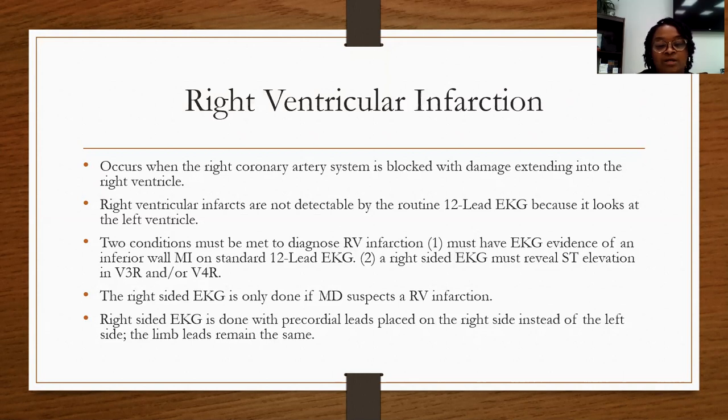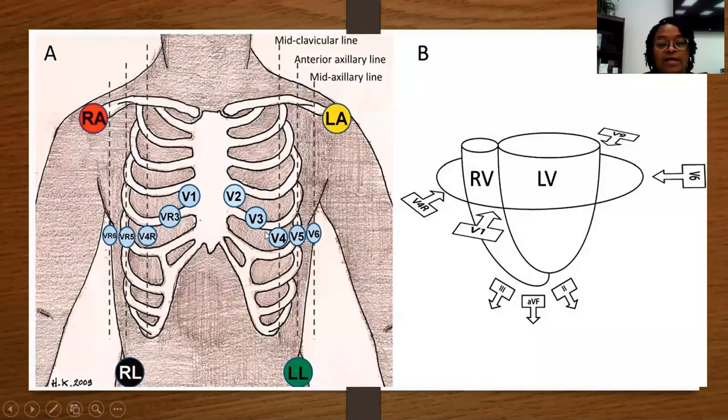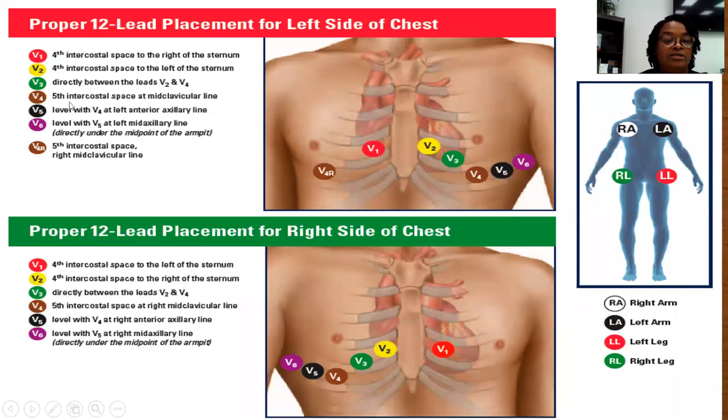A right-sided EKG is done with the precordial leads placed on the right side instead of the left, but your limb leads will remain in the same place. And here's an illustration of that. Here's your left-sided lead, and here's your right-side leads. They'll be in the same area. You'll use the same landmarks, only it'll be on the right side. And here's another illustration of that, as well as a breakdown of where the actual intercostal space is.